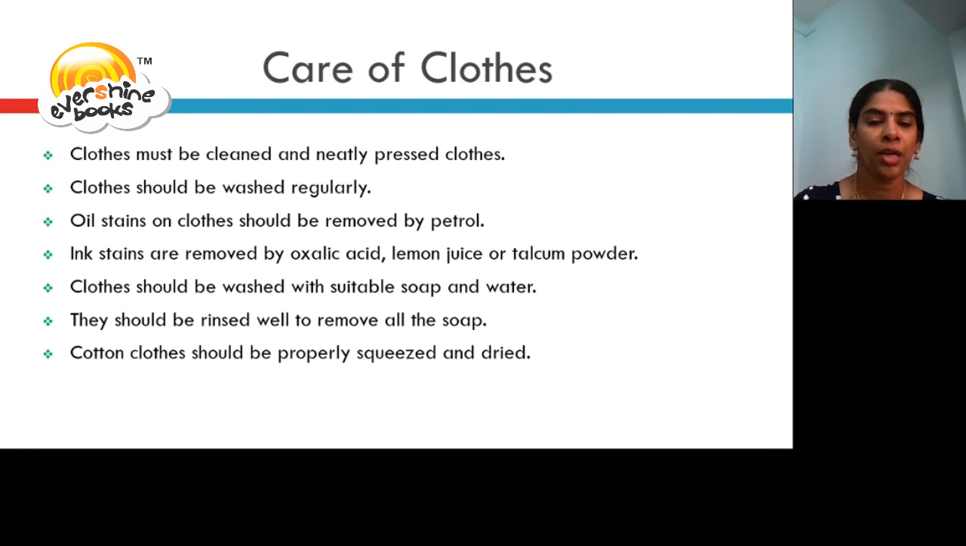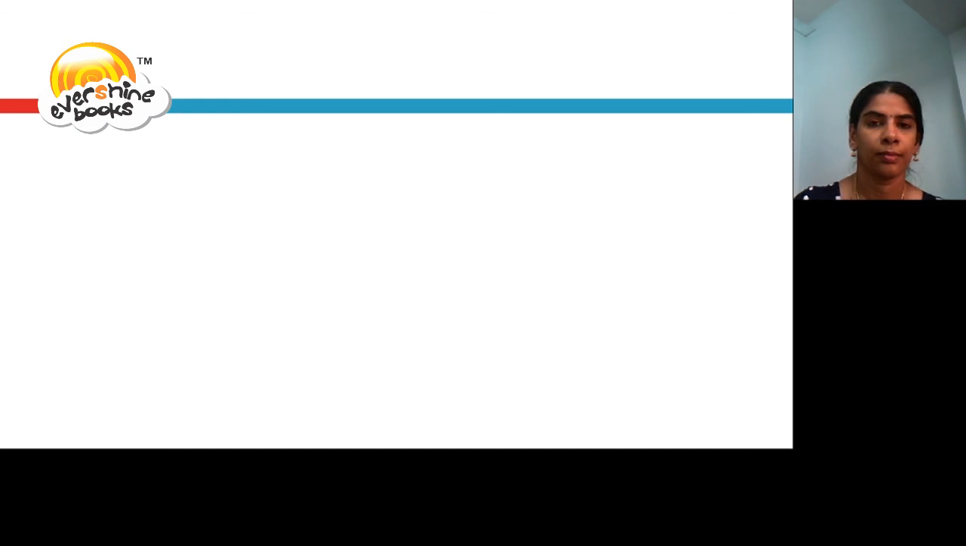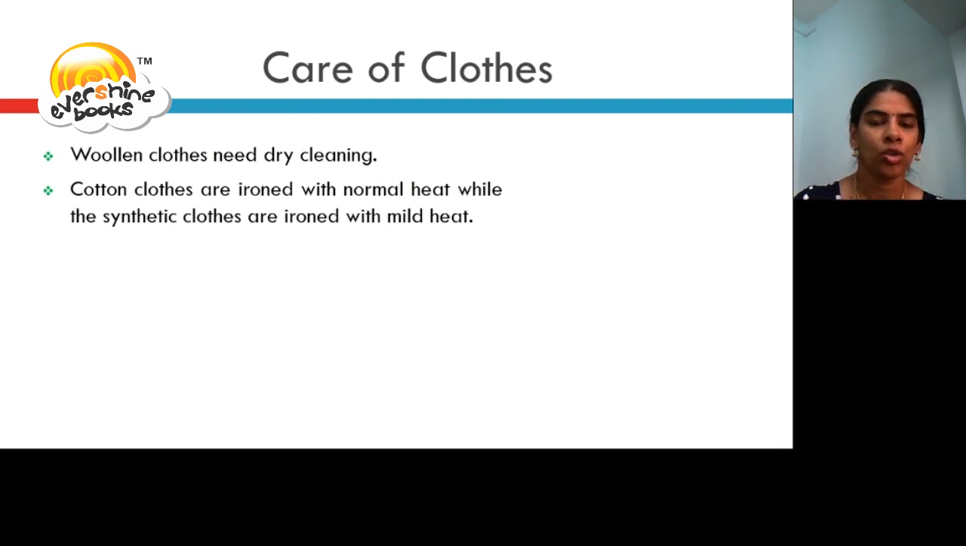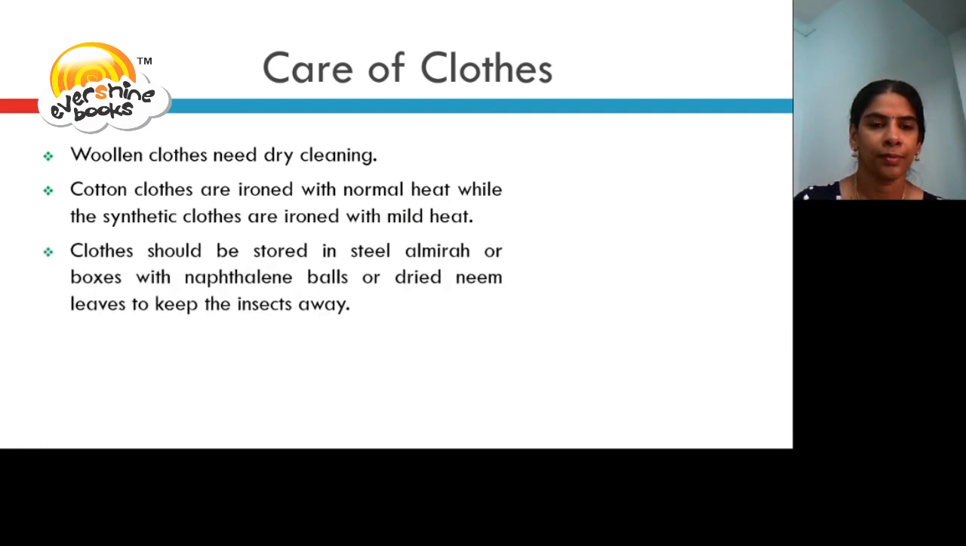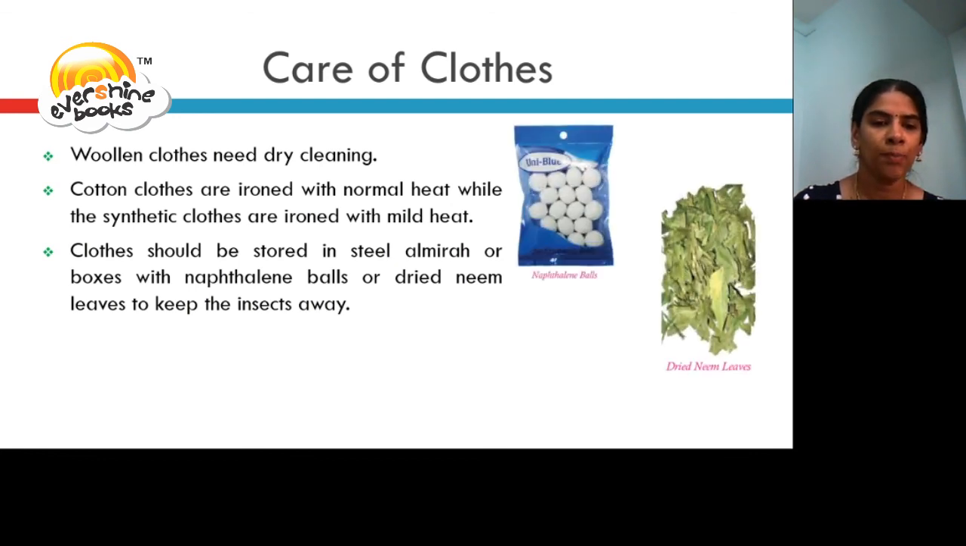Cotton clothes should be properly squeezed and dried. Synthetic clothes are hung and the water automatically drips off. Twisting or squeezing spoils the synthetic fibers. Woolen clothes need dry cleaning. Cotton clothes are ironed with normal heat, while synthetic clothes are ironed with mild heat. Clothes should be stored in a steel almirah or boxes with naphthalene balls or dried neem leaves to keep the insects away.